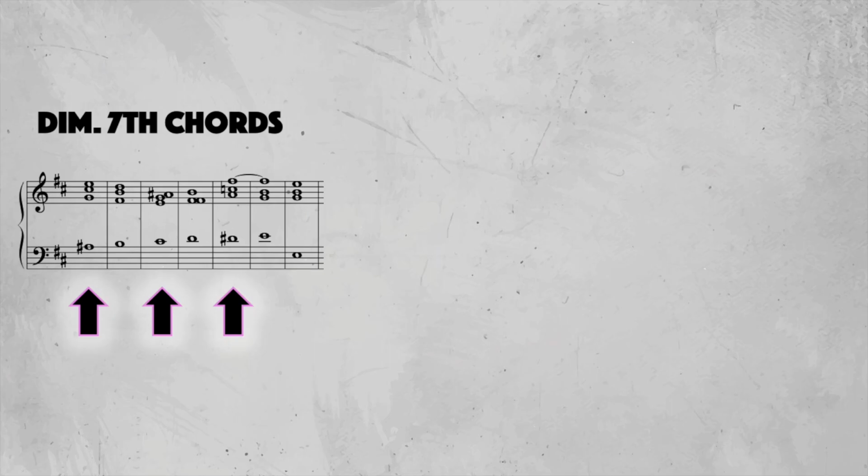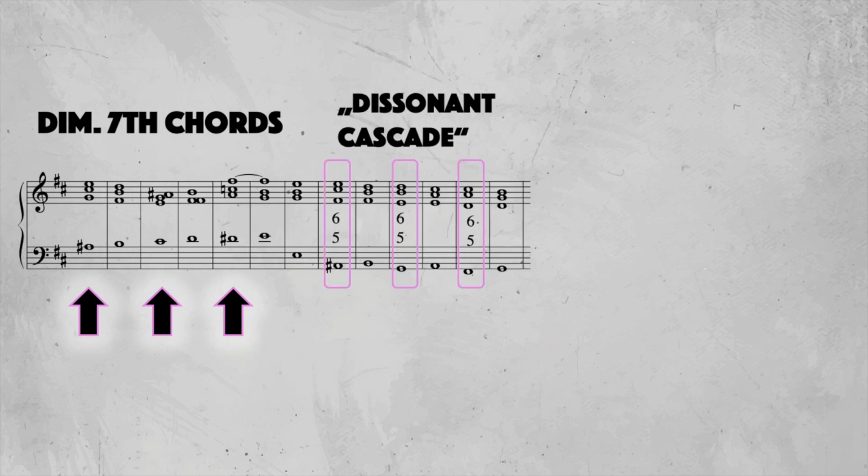Now let's go back to the prelude, as I want to modify it a little. Everybody knows that any dominant degree in the rule of the octave can as well occur as diminished 7th chord. Apart from that, I transform that sequence into a dissonant cascade, which means that any previous 6th chord now becomes a 5/6 chord. Sounds like this.